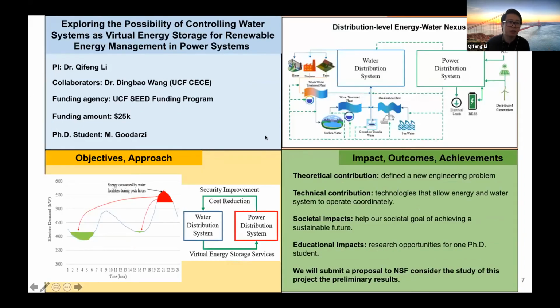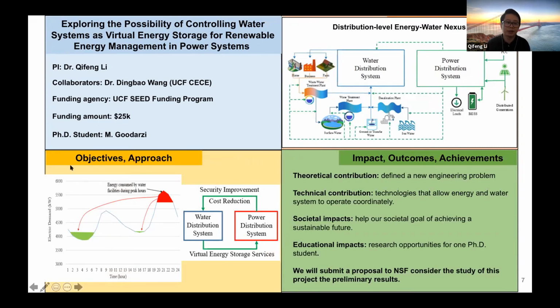So the last project is about the water-energy nexus, which is a new engineering problem. In this project, the basic idea is to co-optimize the water and power systems. The very basic idea is to move the energy consumed by the water system to the periods when other electric customers are not that many.